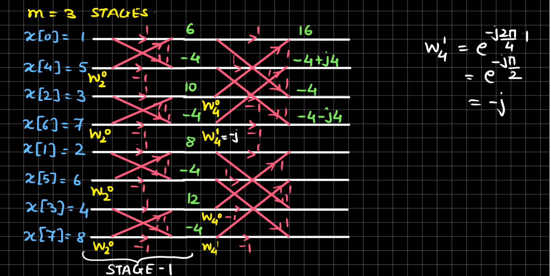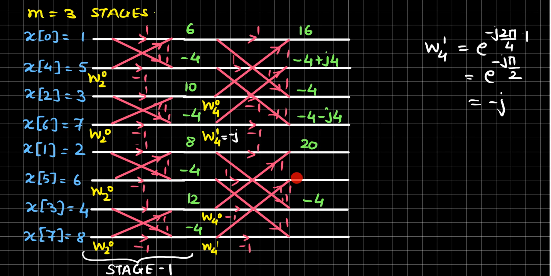So at this point we have 8 plus 12 into W4 to the power 0, so it is basically 8 plus 12, so that comes out to be 20. So we have 20 here. Similarly, at this point it would be 8 minus 12 into W4 to the power 0, so it is 8 minus 12, so that comes out to be minus 4. So again we have a minus 4 here.